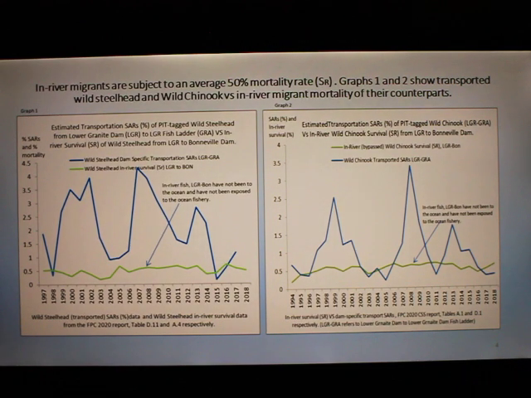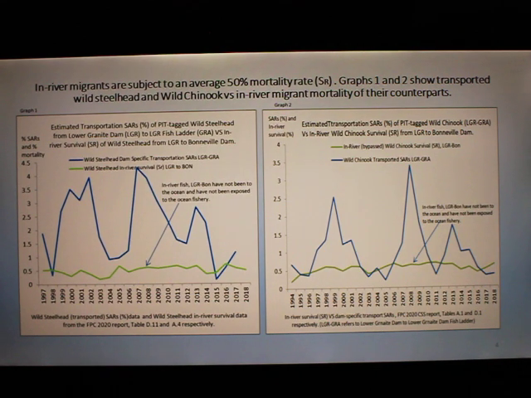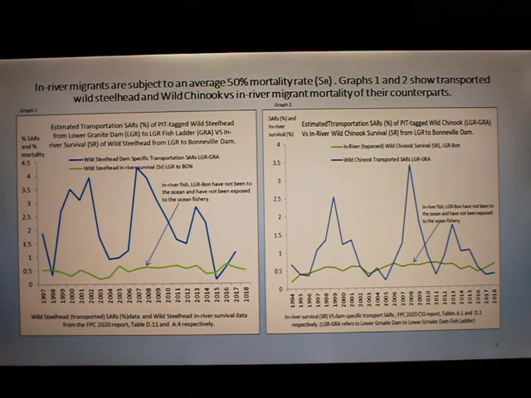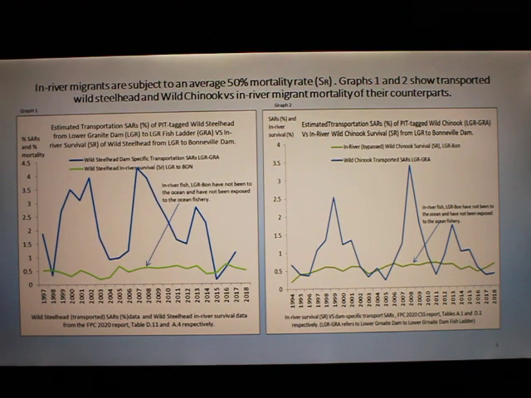This is a couple of charts referring to that 50% mortality rate. Graph one on the left is wild steelhead. Graph on the right is wild chinook. The bottom line on both of these is the in-river component that has a 50% mortality rate just to Bonneville Dam. These fish have not been to the ocean and have not been exposed to the ocean fishery.